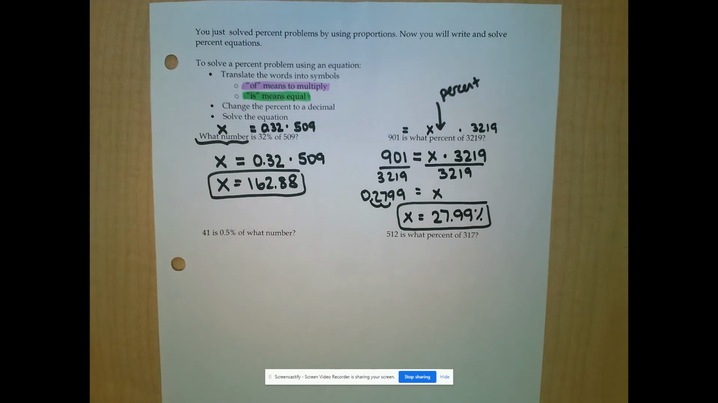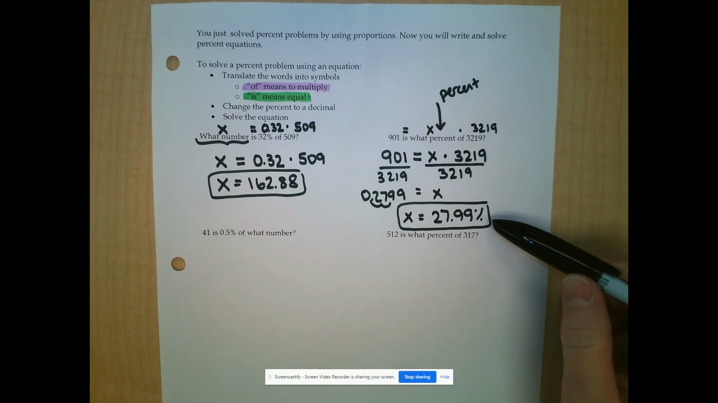So in the equation, it's a decimal. When I solve the equation, still a decimal. When I actually want the solution, the percent, I have to remember to take it from decimal form back out into percent form.